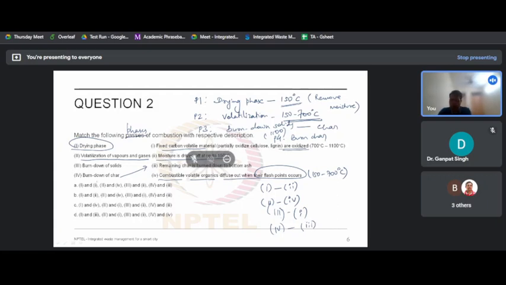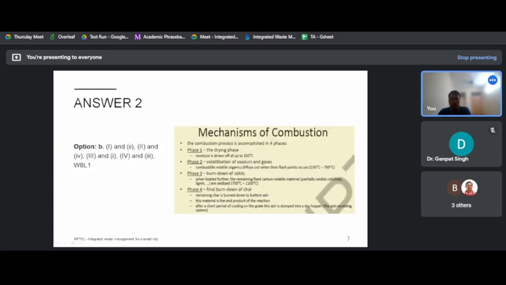So one with two, two with four, three with one, and four with three. So option B is the correct answer. Moving on to the solution. So we'll see the same solution similar to question one. So option B was the correct answer. So students can refer to the first lecture of this week.